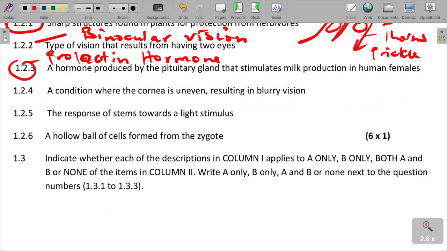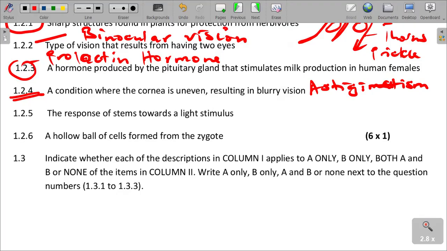And then a condition where the cornea is uneven, resulting in blurry vision. This question, it is quite very common. Number 4, we see that it has been surfacing quite a lot. It has been coming again and again, which obviously needs to be understood. We need to understand astigmatism, which is the unevenness of the cornea of the eye, which results in blurry vision. It is called astigmatism. Astigmatism is very important for you to take note of.